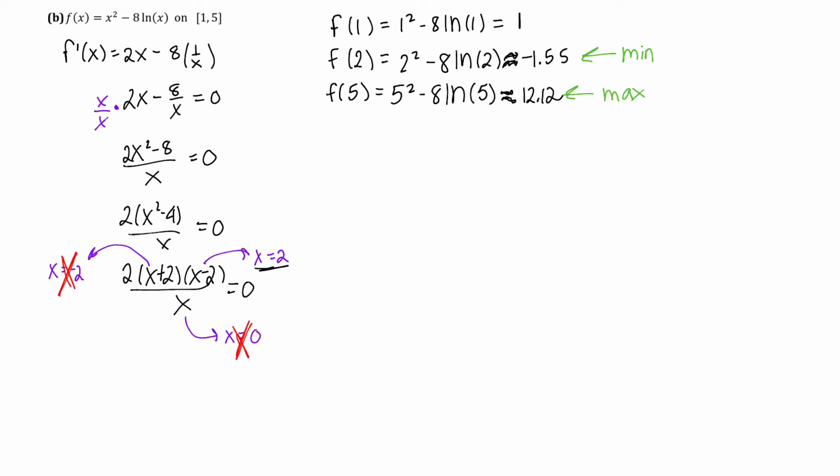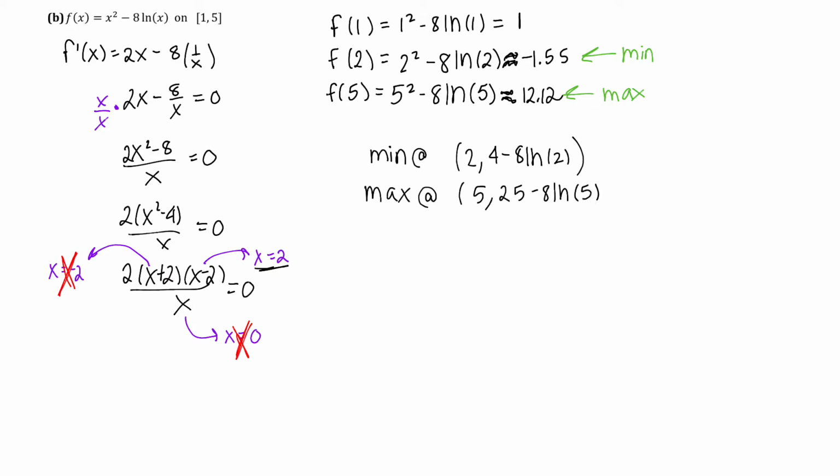Now, normally we're giving exact answers here. So our minimum, we would say, was at 2 comma, I'm going to write this as 4 minus ln 8 times ln 2 to give the exact answer there. And there's a max at 5 comma 25 minus 8 ln 5. Once again, just to give our exact answer instead of our approximated answer. On a test, unless otherwise noted, the answer should be in its exact form.